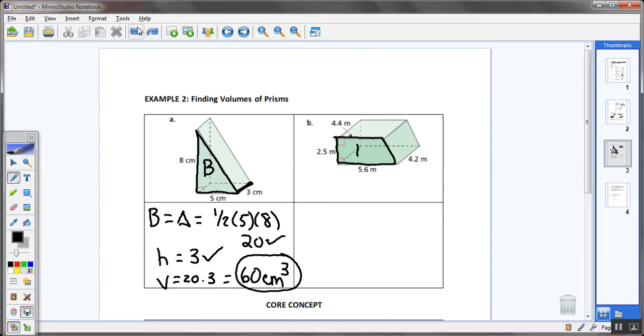So to find B here, kids, what kind of prism is this again? What shape did I outline there? Trapezoid. Anybody recall the area formula for a trapezoid?